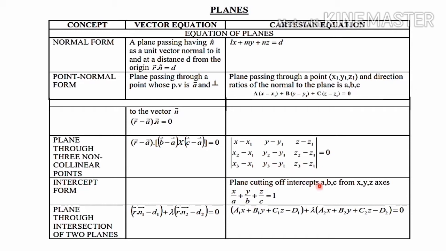Plane cutting off intercepts A, B and C from X, Y and Z axis is X by A plus Y by B plus Z by C is equal to 1. Next one is plane through intersection of two planes. That is vector r dot vector n1 minus d1 plus lambda into vector r dot vector n2 minus d2 is equal to 0. This is the vector form, and the Cartesian form is a1x plus b1y plus c1z minus d1 plus lambda into a2x plus b2y plus c2z minus d2 is equal to 0.